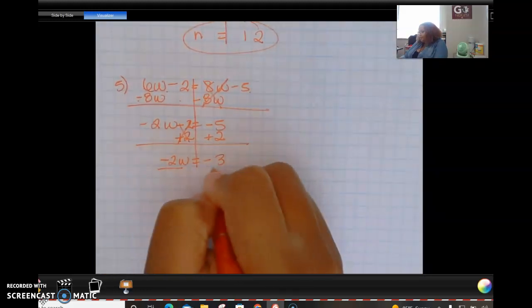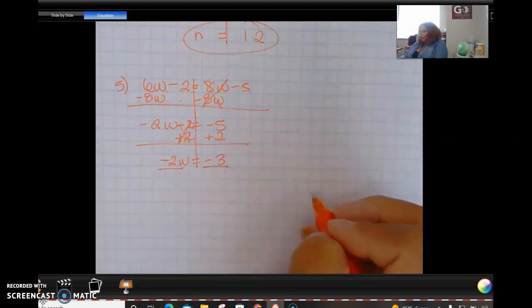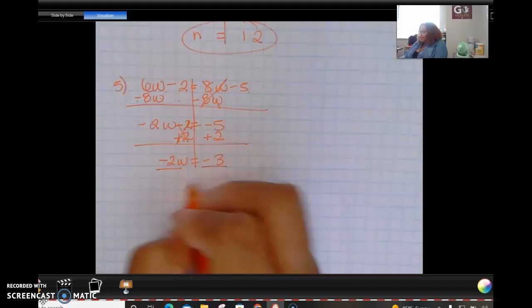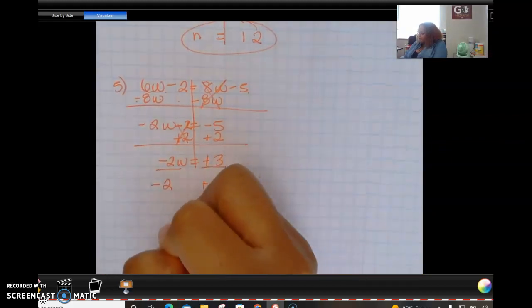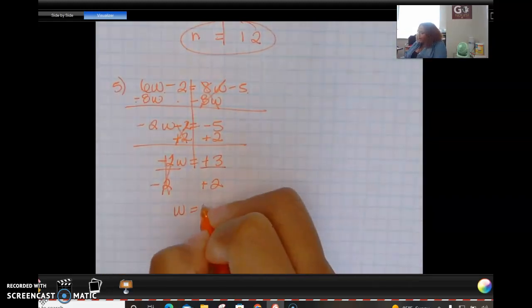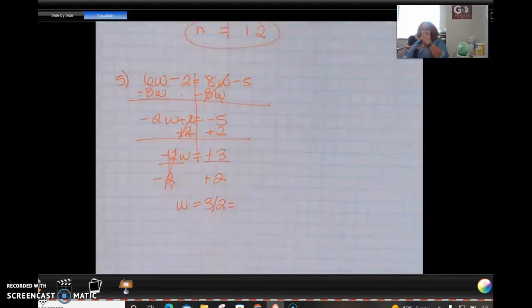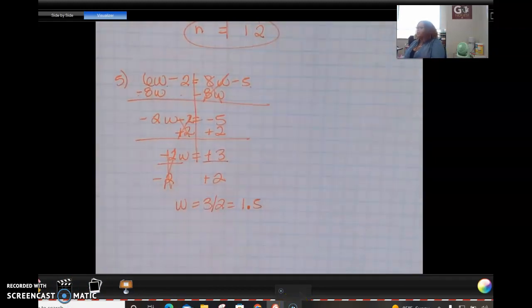Last step. What do I do to both sides? Divide by whom? Nope, leave that 3 there. By what kind of 2? Negative 2 on both sides. It'll be a positive answer. Good. W equals, what's 3 halves? How many times does 2 go into 3? 1.5. You did it differently. You did 2 divided by 3.